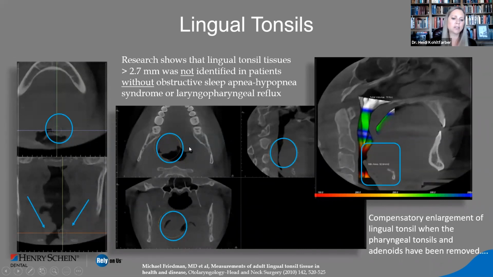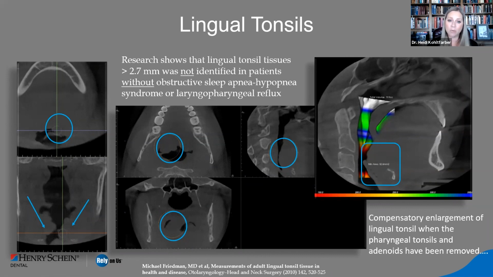Now, if you have sent off one of your kiddos for tonsillar removal, many times what they'll do is remove the palatine and adenoid tonsils, and commonly the lingual tonsils, of course, are left.